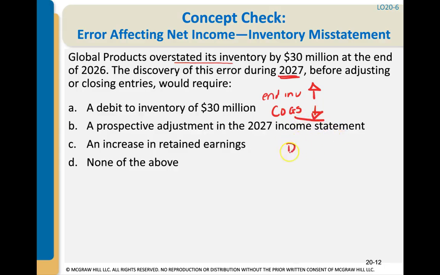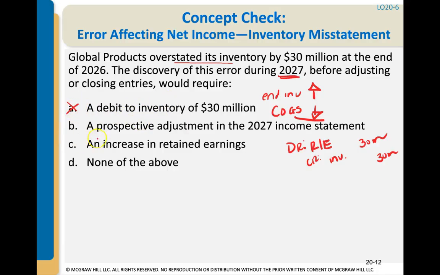So now we come to 2027. And because we cannot debit or credit an income statement account from last year, we have to use retained earnings. So instead, we would debit retained earnings for $30 million, and we would credit our inventory for $30 million. And we have to do that because our books have not yet closed. So this says the closing entry would require a debit to inventory of $30 million.